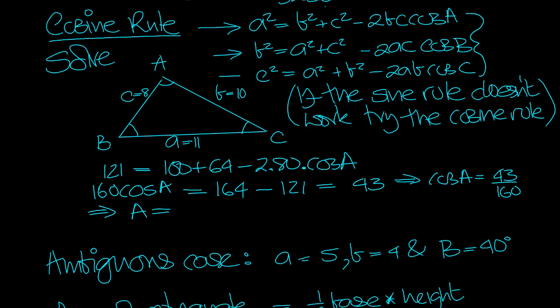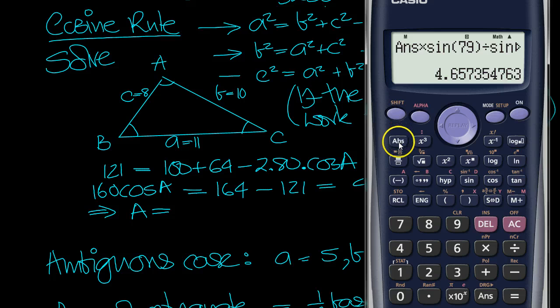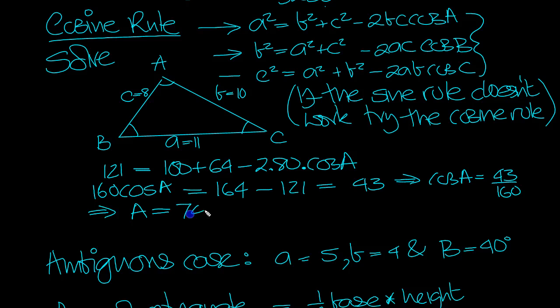Okay, shift cos 43 divided by 160, 74.4. Okay, 74.4 degrees. So there's A. Okay, so we got the angle A then.